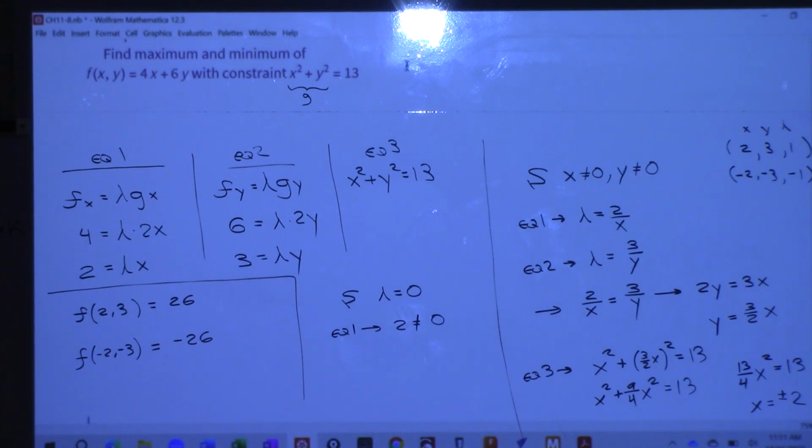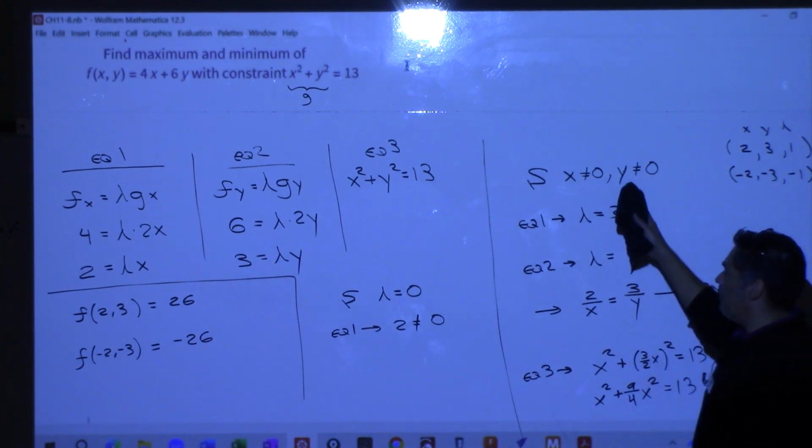Okay, so now you have the two different scenarios, right? What if x is 2? If x is 2, where do you get y from? Right here. If x is 2, then y is 3. If x is negative 2, then y is negative 3. You see how you could get the same thing? And you could also figure out what lambda is from that. So you see I get the same results.